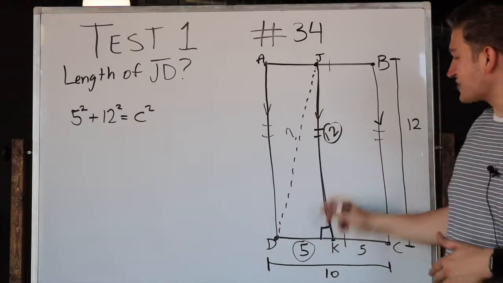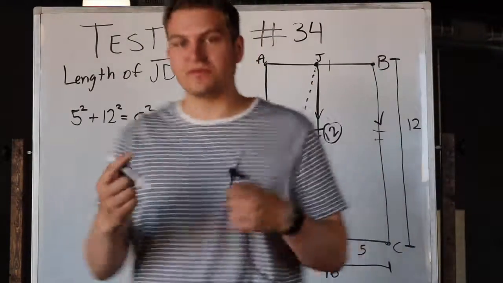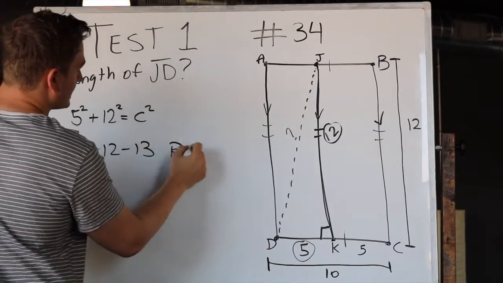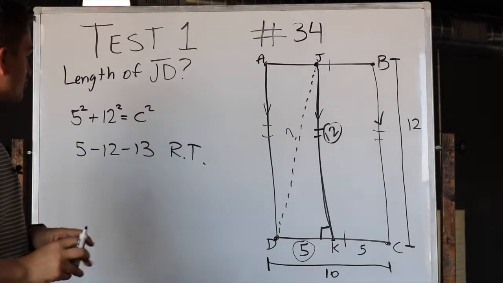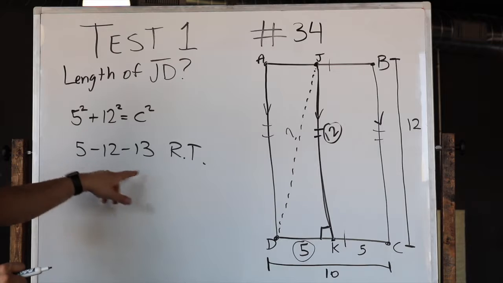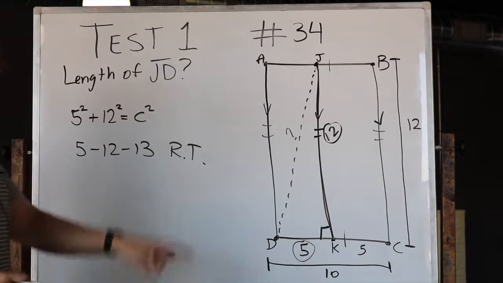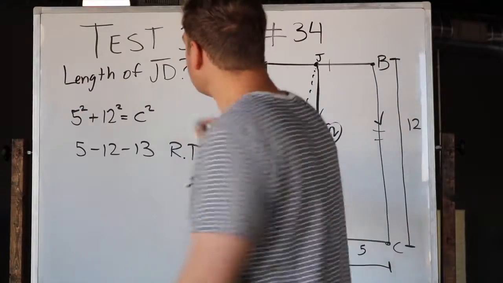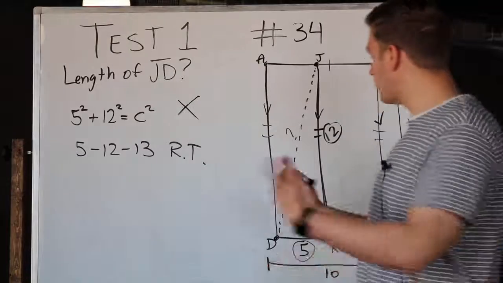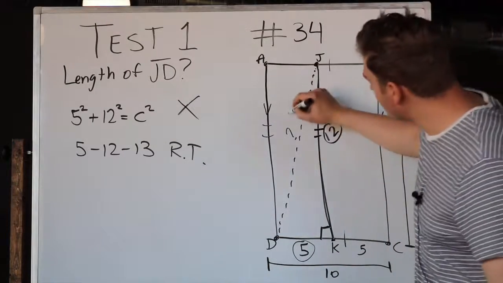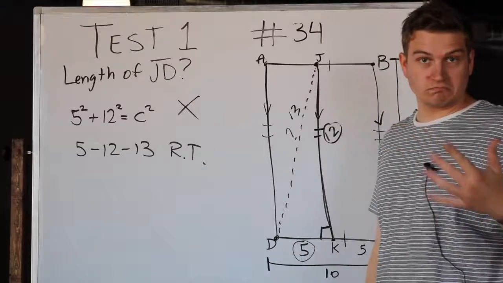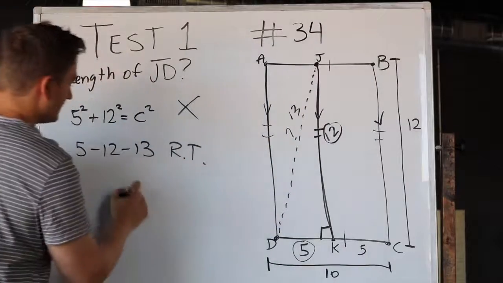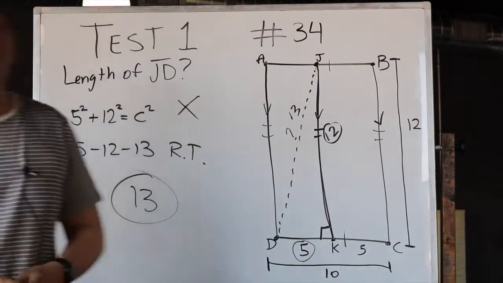So this is actually a special case of a right triangle. There's a special thing called a 5, 12, 13 right triangle, meaning any triangle that has legs 5 and 12 must have hypotenuse of 13. So if you know that a 5, 12, 13 triangle is a thing, you don't need to go through the Pythagorean theorem. You automatically know, since this side is 5, this side is 12, this side must be 13. Pretty cool. And so that's it. We're done here. The length from J to D is 13. You're good to go.